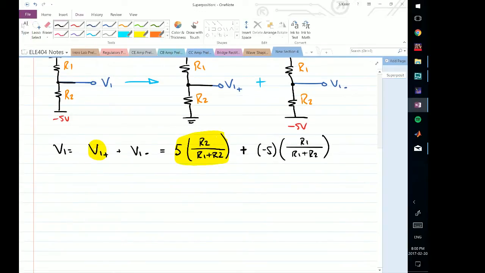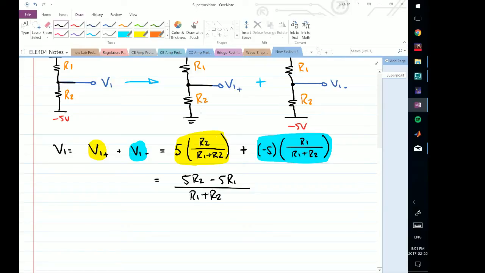So if I were to add this, let's just stay consistent with this first. This blue one is going to correspond to this term here, so you can see which term actually comes from where. So now what happens? This is going to be 5R2 minus 5R1, and this will be over R1 plus R2.